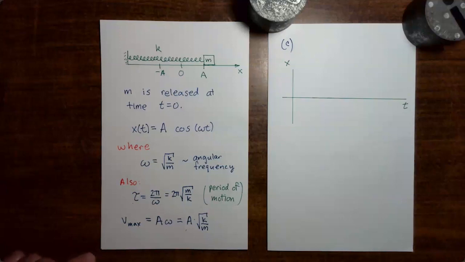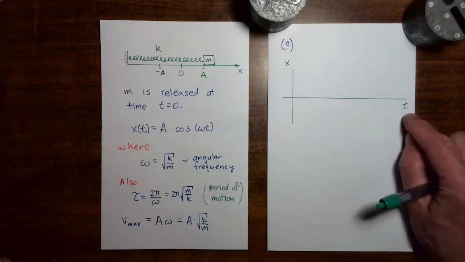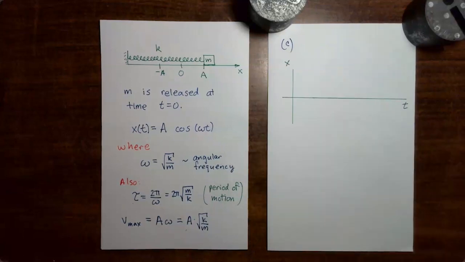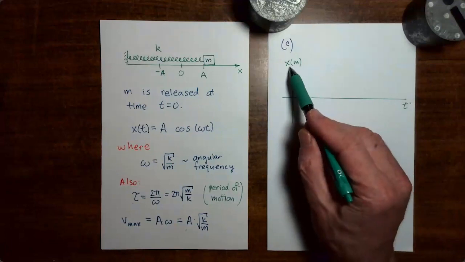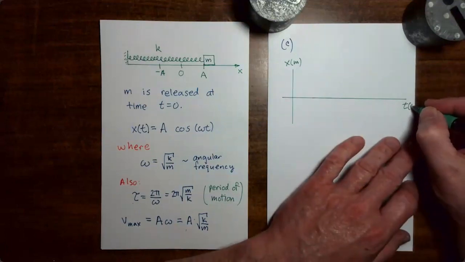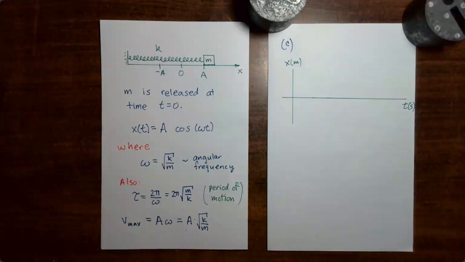Now, unlike the previous video where I did this abstractly, in this problem, we have actual values of time and position that we want to represent in our graph. So we have to include units in the axis labels. So we're going to be plotting position in meters as a function of time in seconds.